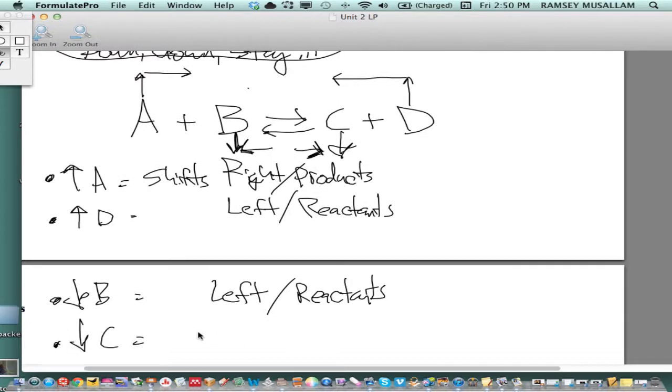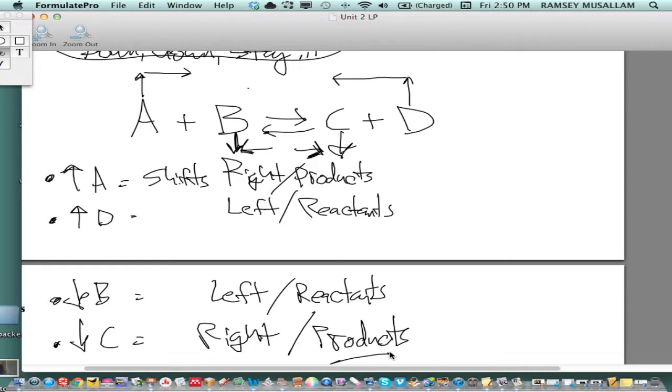So if you decrease C, it's going to shift to the right towards the products. So reactions that are at equilibrium will shift to maintain their KEQ. The way we figure out the direction they'll shift is this real simple thing. If you want to memorize another way, you can say if the arrow is going up, the other arrow is going to go away from it.